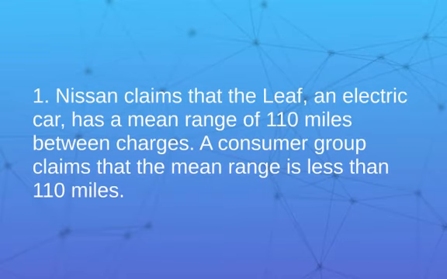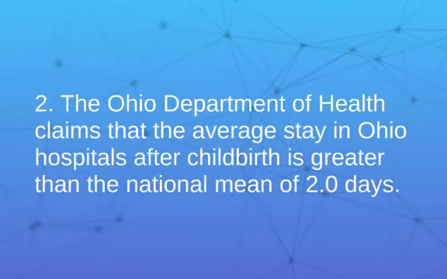For the first problem, Nissan claims that the Leaf, an electric car, has a mean range of 110 miles between charges. That's a population mean. A consumer group claims that the mean range is less than 110, so that it's not actually the value. Let's set the null and the alternative hypotheses. Problem number 2. The Ohio Department of Health claims that the average stay in Ohio hospitals after childbirth is greater than the national mean of 2 days. Right now you have all the information to set the null and the alternative hypotheses.